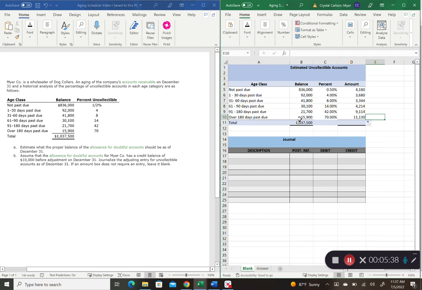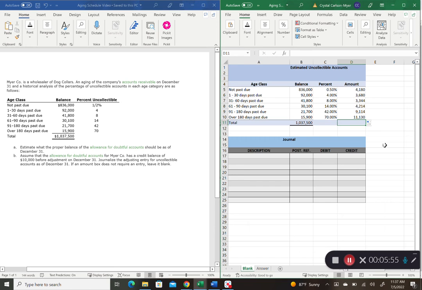It has a balance of 15,900. 70% of that is deemed to be uncollectible. So multiply those two numbers out, and we're expecting we're not going to collect $11,130 of the accounts that are over 180 days past due.